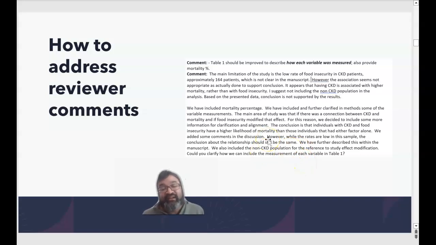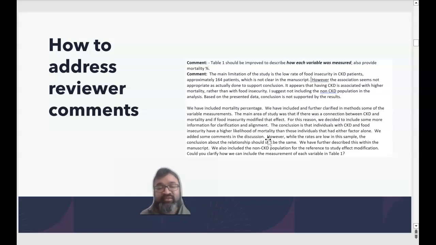So the sample size, I do agree with the reviewer that the sample size is smaller. However, what I'm trying to say is that some of these relationships still don't change. And then this was all described in the manuscript. We also included the non-CKD population as a reference to study effect modification. So this is looking at, and I'm going to be going over, interaction terms and how to characterize these.